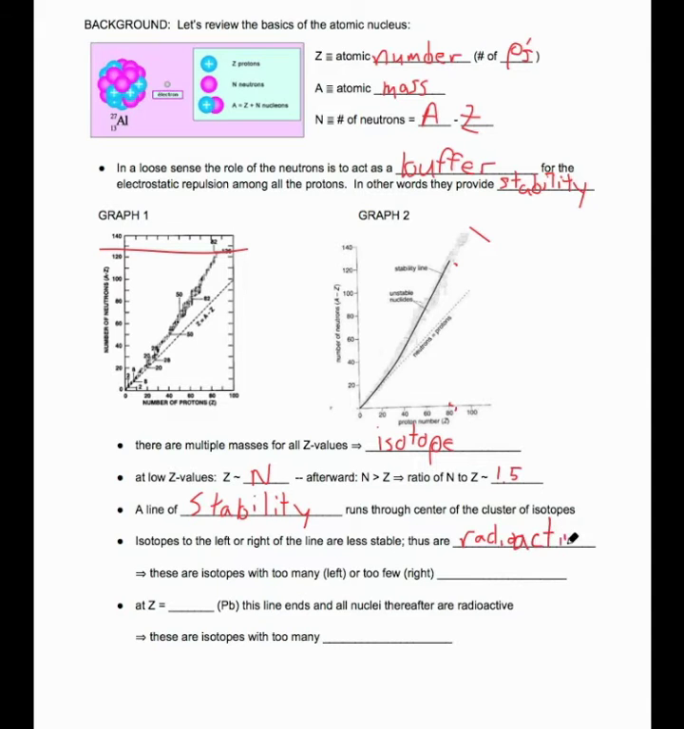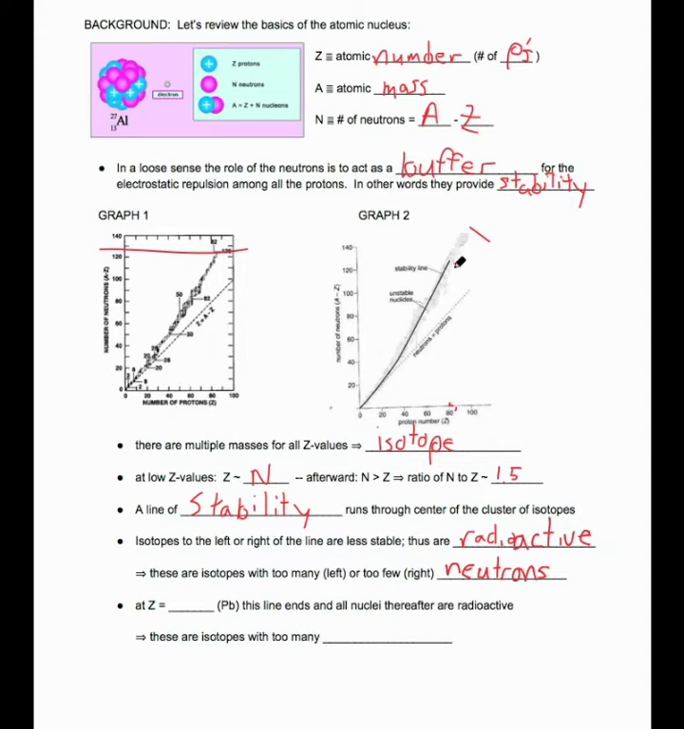Okay, and we'll define radioactivity in a little bit. Like I was saying earlier, we'll see the importance of where you are relative to this line. Isotopes with too many neutrons are to the left of this line, or too few to the right. So the number of neutrons relative to the number of protons is very important, and certain ratios will give you more stable nuclei than others. We'll look at that again more.